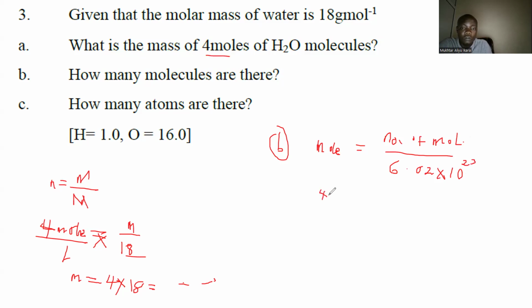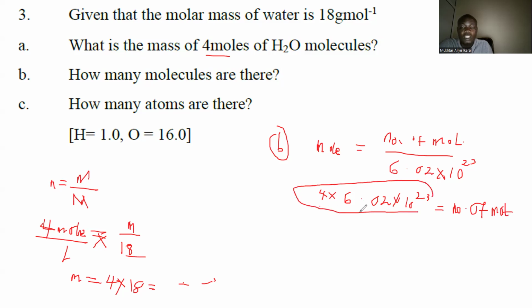So we are just going to set 4 times 6.02 times 10 raised to the power of 23 is equal to the number of molecules. So you just say 4 times this. Whatever you get when you multiply this times this is the number of molecules.